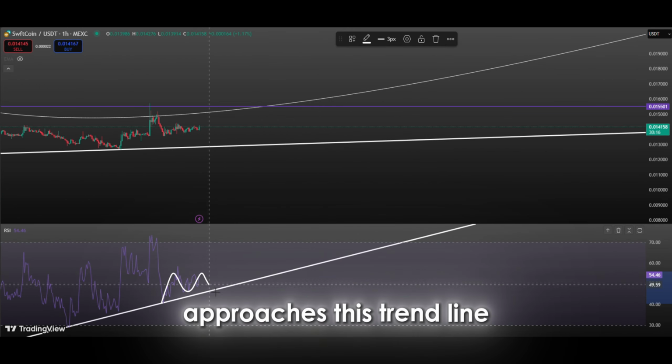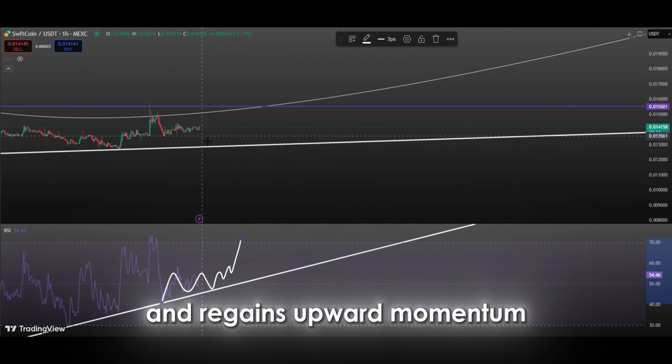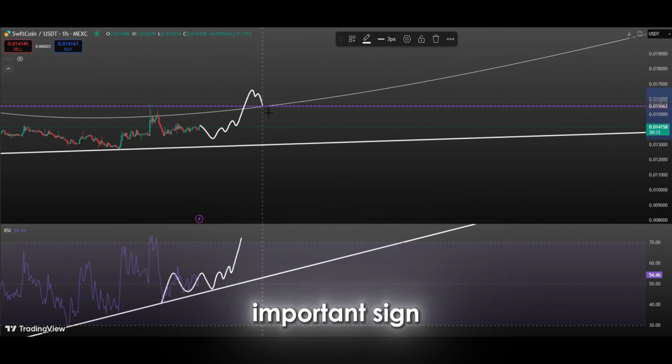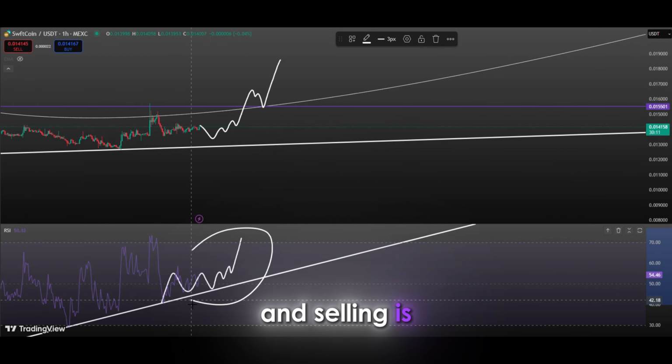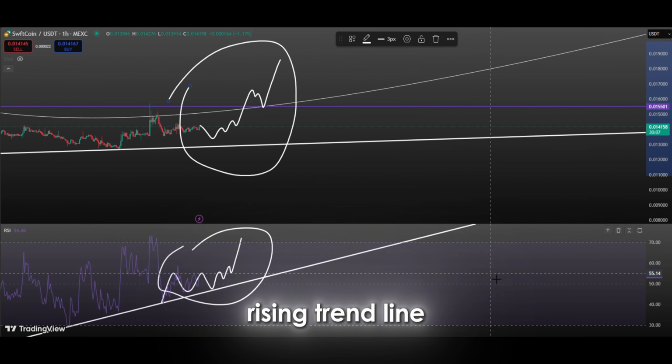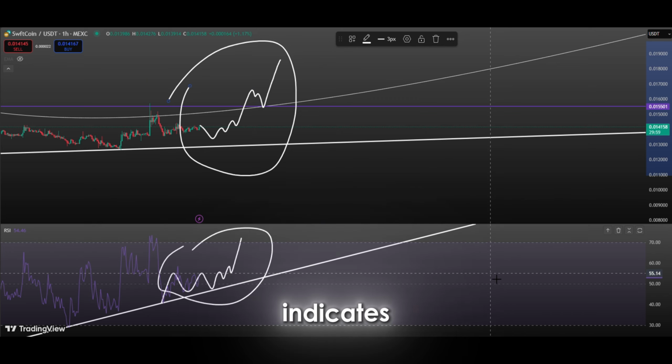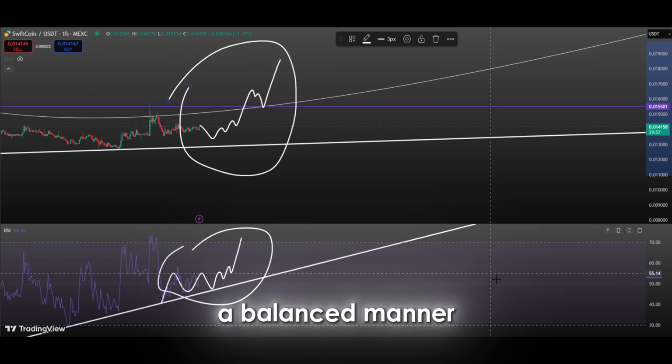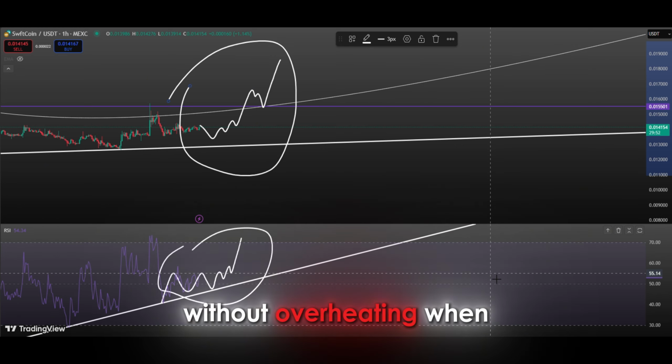When the RSI approaches this trend line, it usually reacts and regains upward momentum. This is an important sign that the market is still in strong hands and selling is limited. Therefore, if the RSI continues to run parallel to this rising trend line, it can be seen as a signal that momentum is being maintained and that there is still potential for the price to continue upwards. A rising RSI trend, especially if it is in harmony with price action, indicates that the market is moving in a balanced manner without entering overbought or oversold territory. This type of structure indicates that the market is in a healthy uptrend without overheating.